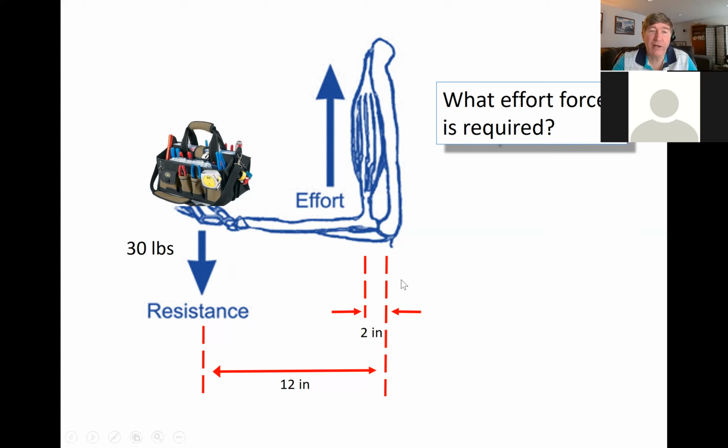With this lever here, I want you guys to tell me how much force the bicep would have to exert in order to lift a 30-pound tool bag if we have the dimensions here. The bicep is acting at a point that's 2 inches away from the pivot point. The tool bag is way out at 12 inches away from the pivot point. So how much force is the bicep going to have to exert in order to do this? This is the kind of problem you might see on today's quiz, wink, wink, nudge, nudge.